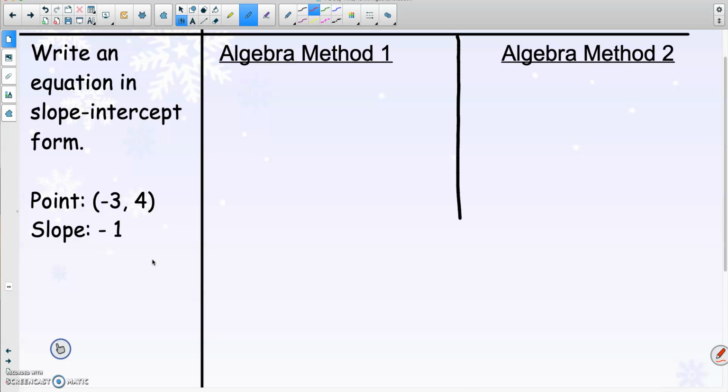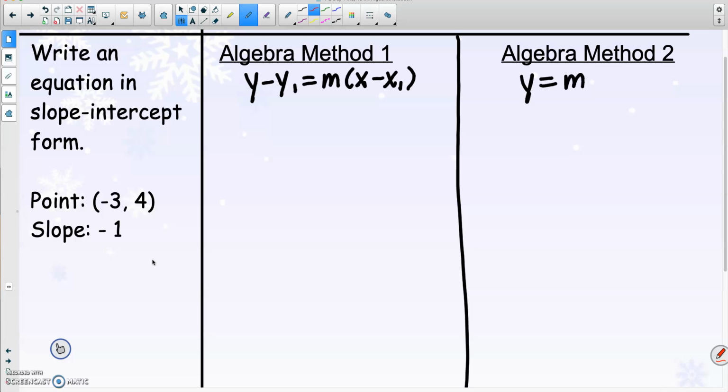So 2 methods again. So I'm going to use point slope one time, and I'm going to use slope-intercept the other, so that you have 2 choices. So first one, point slope.